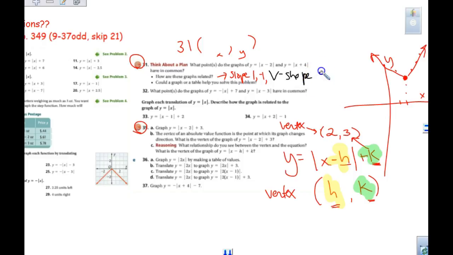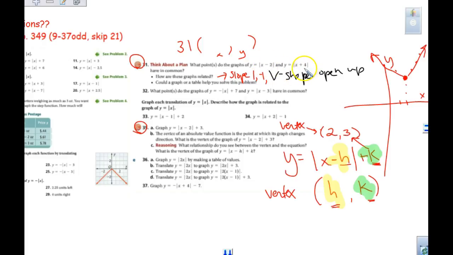It's opening up. Okay, so in 31, if you don't have this done, you want to make sure you have this for 31. Same with 35, you should have those two done. So the V shape is going to open up in both of those. How are they related? They both have the same slope. What is different about them is that they have different what? What's going to be different about them, Becca?